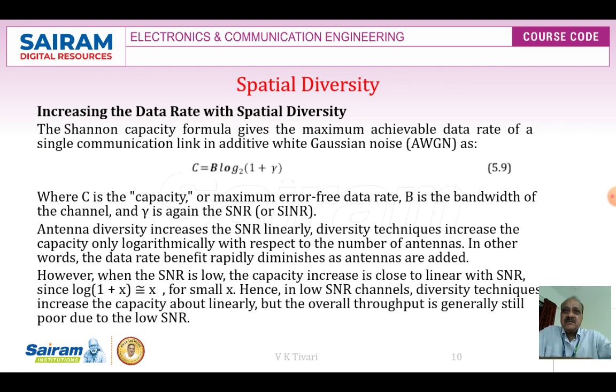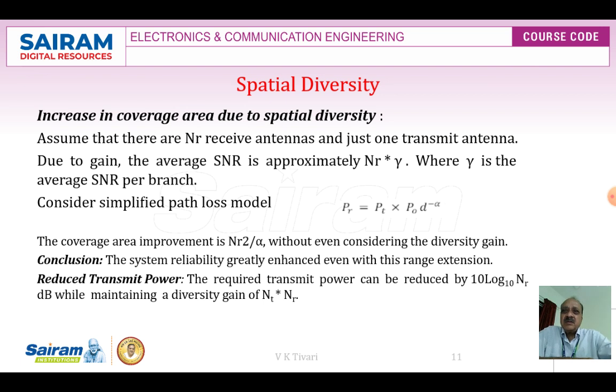Spatial diversity is given by: to increase the data rate of the spatial diversity, C equals B log2(1 plus gamma). Increase in the coverage area of the spatial diversity is given by the following. Consider the simplified path loss model, Pr equals Pt times P0 times d to the power minus alpha. And this is the equation we are using for spatial diversity.